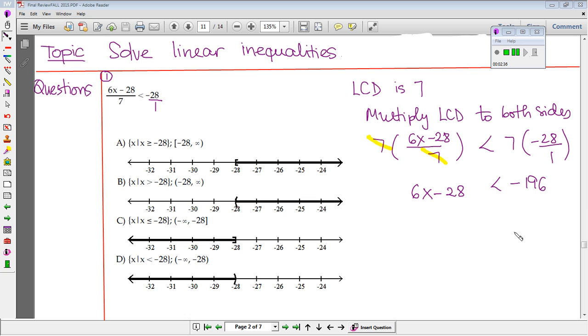Next step, we are going to solve for x. The first thing we do is add 28 to both sides. If we add 28, then on the left hand side only one term is left, which is 6x. On the right hand side it will become negative 168.